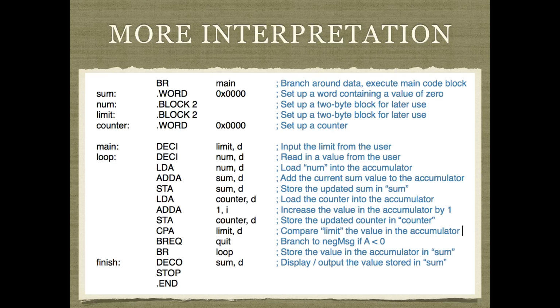So in that case, branch equals will, that is another typo, apologies. So that should be branch less than finish, actually. So basically what will happen is it will compare the value of the accumulator, and depending on the result, you will either go to the finish line or you will branch back up to the loop and run the loop again. At the finish, you will output the sum to the user and then stop and end.